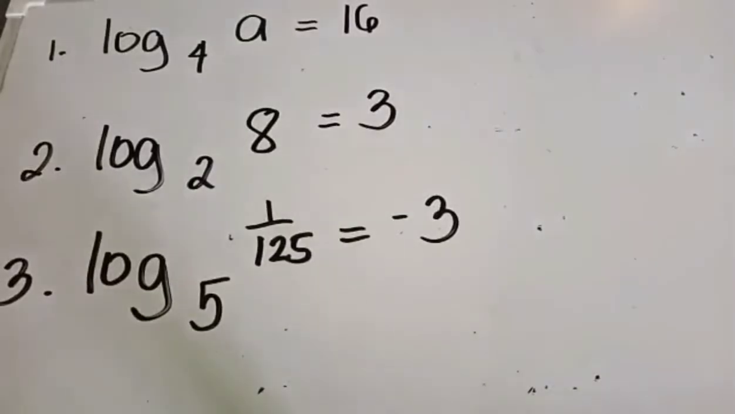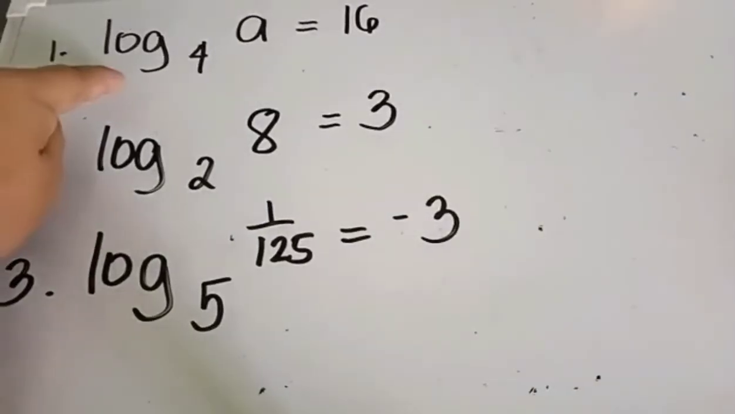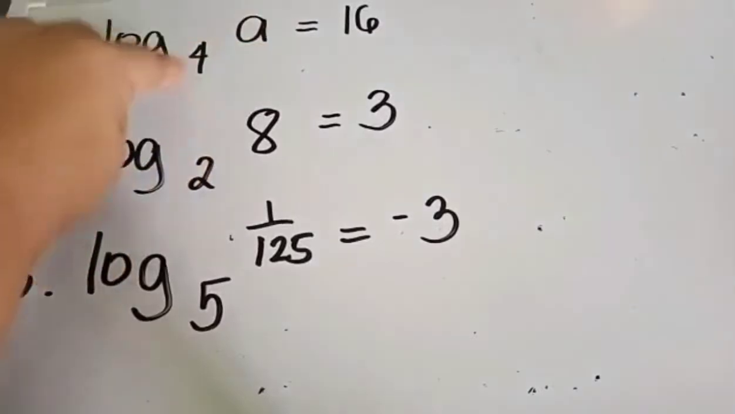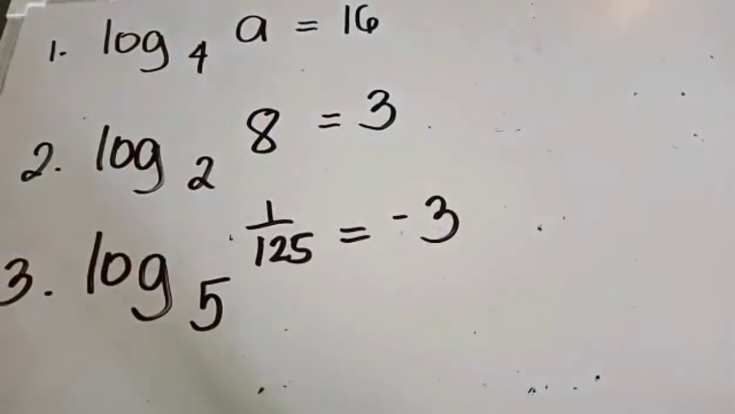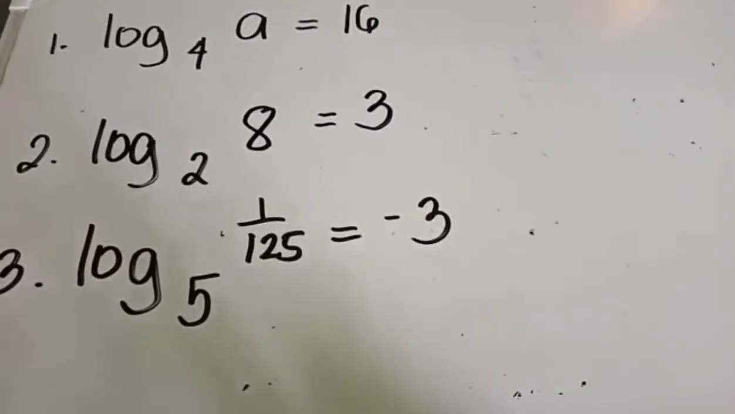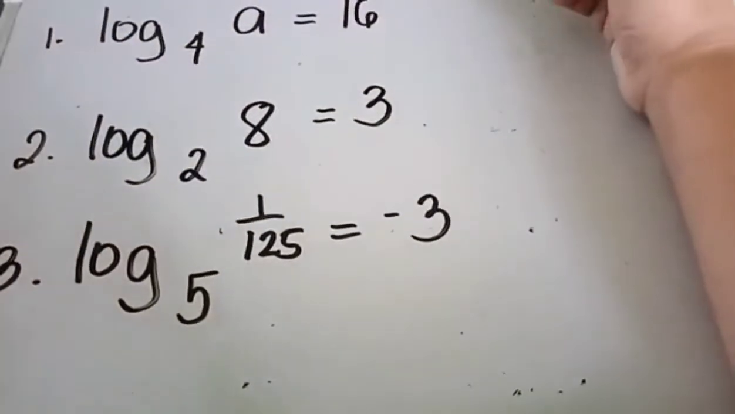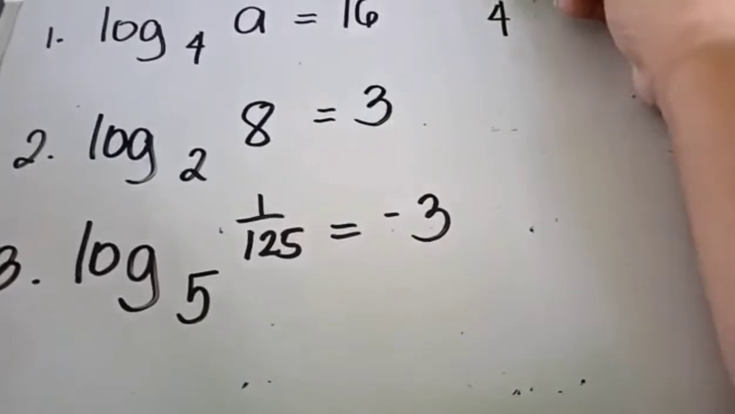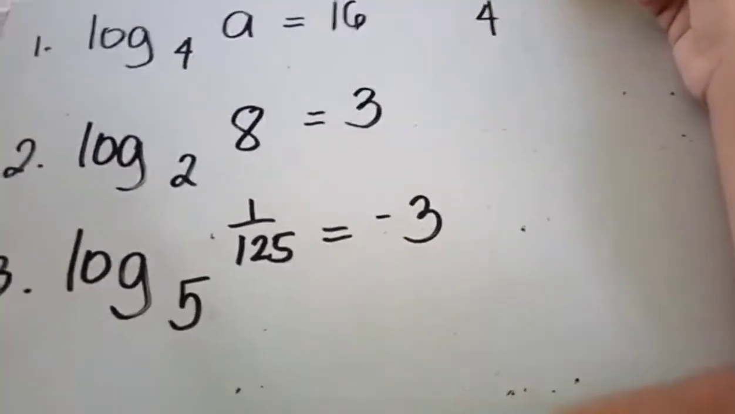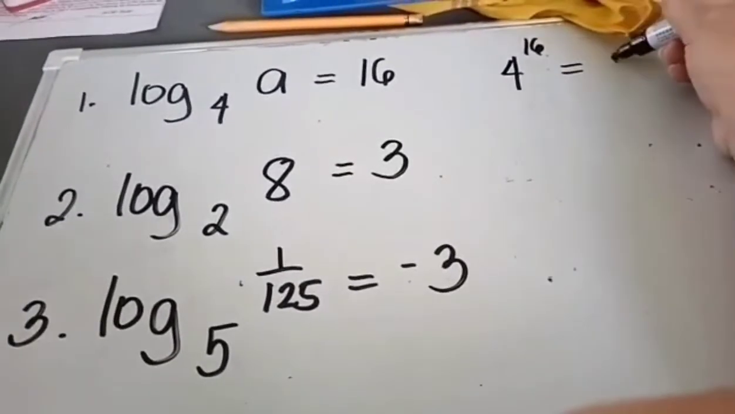Okay class, now we know how to write an exponential equation in logarithmic form. For now, we're going to rewrite a logarithmic form into an exponential form. For example, your given is the logarithm of a to the base 4 equals 16. If we write that as an exponential equation, that is equivalent to 4 to the power of 16 equals a.